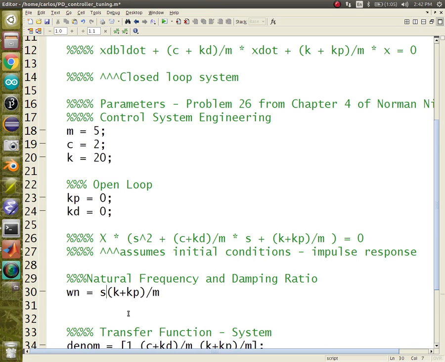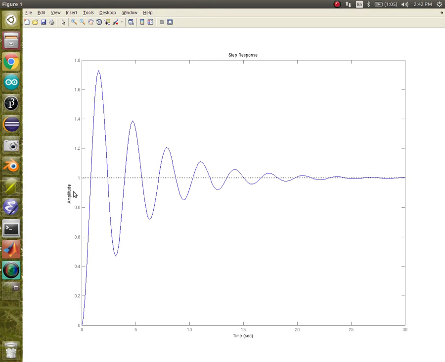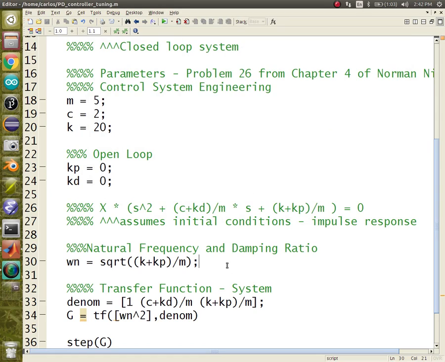Omega n is equal to the square root of this guy. And so if I put omega n squared in here and I run this and I look at the plot, it turns out that this thing goes to 1, which is exactly where I was headed. The other thing I can look at is that this has a lot of overshoot. But how much overshoot does it have?